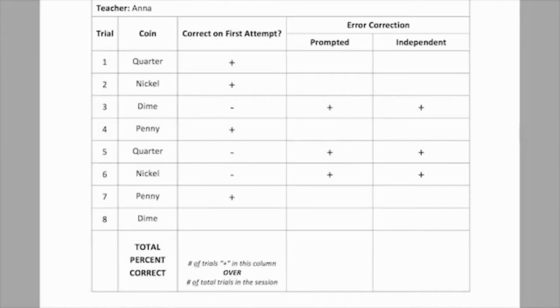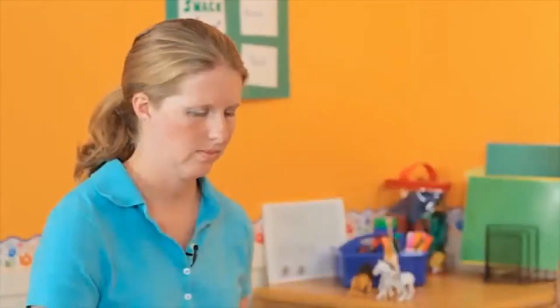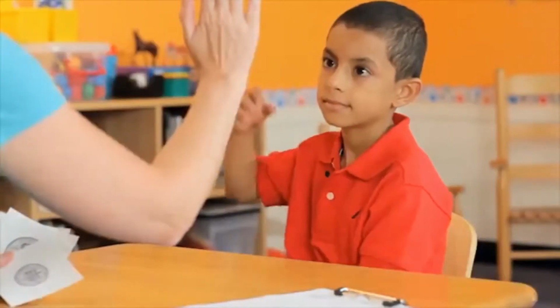What coin is this? Penny. Wow, nice job. What coin is this? Dime. Nice job, that is a dime. You did great, Joey. High five, awesome work.